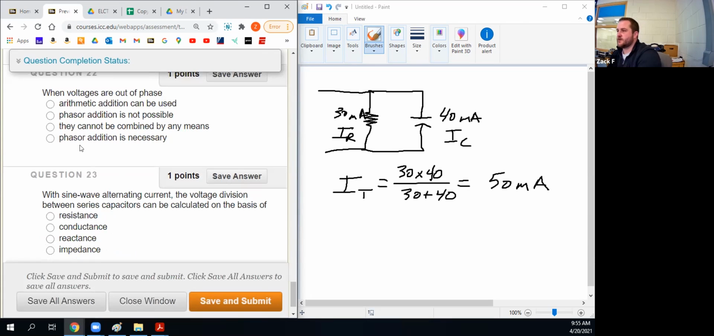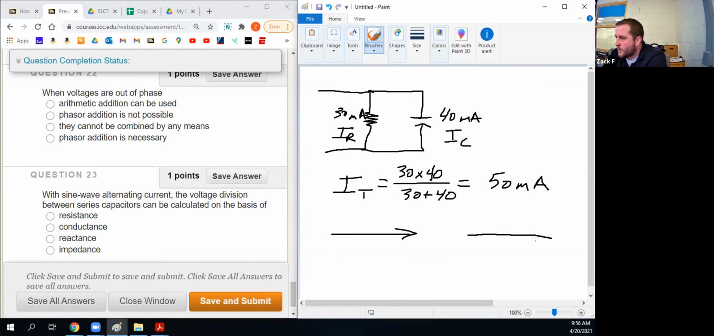Voltages are out of phase. Man, these questions hurt my brain. Voltages are out of phase. Arithmetic addition, blah, blah, blah. Phasor addition isn't necessary. If they're out of phase, the question is not possible.